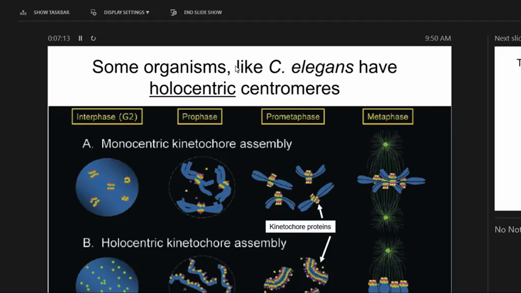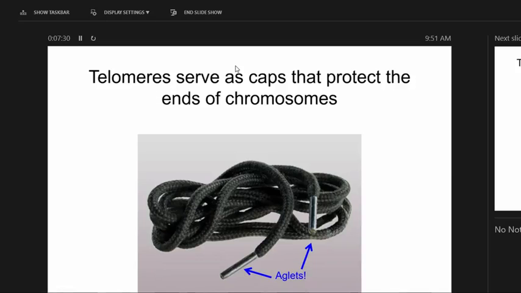All right. So centromeres are somewhere on the chromosome or all along the chromosome, depending on whether you have monocentric or holocentric kinetochores. Let's talk a little bit about the ends of the chromosomes. So telomeres are what protect the ends of the chromosomes.